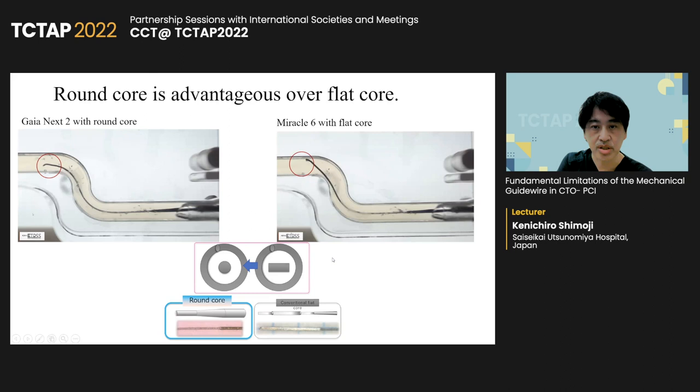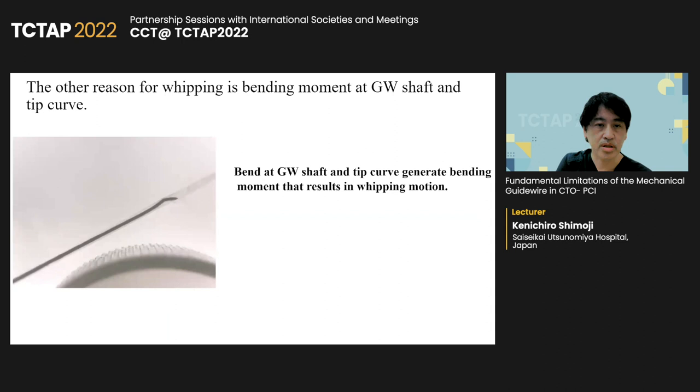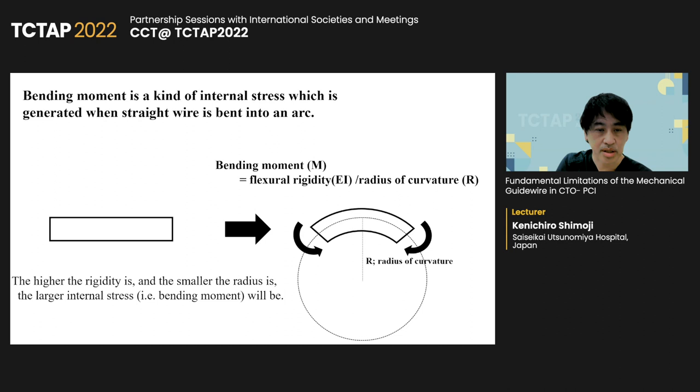The other reason for whipping is bending moment at guide wire shaft and tip cap. As you can see, with a bent route, the wire will whip, but the same wire with a straight route does not whip like this. The bending moment is a kind of internal stress generated when a straight wire is bent into an arc. The bending moment equals rigidity divided by radius of curvature. The higher the rigidity and the smaller the radius, the larger the internal stress bending moment will be.